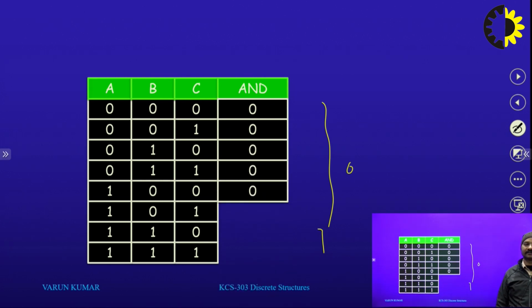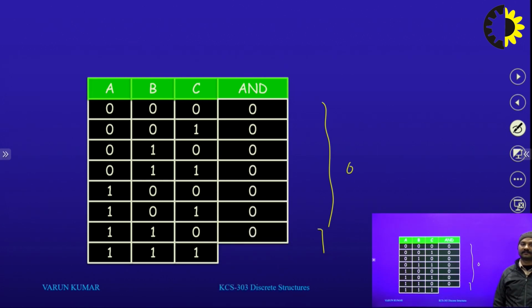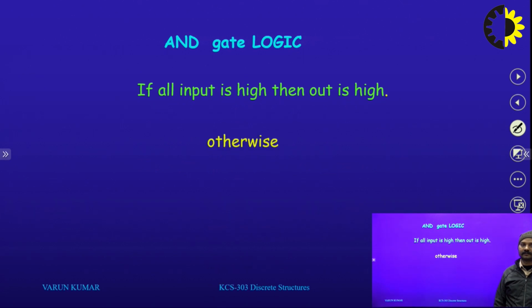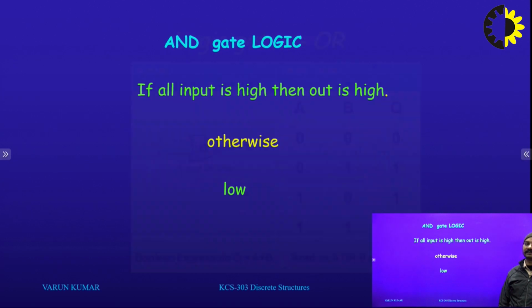It means if all inputs are high, then the output is high, otherwise low. So the AND gate logic is: if all inputs are high, then the output is high, otherwise low.